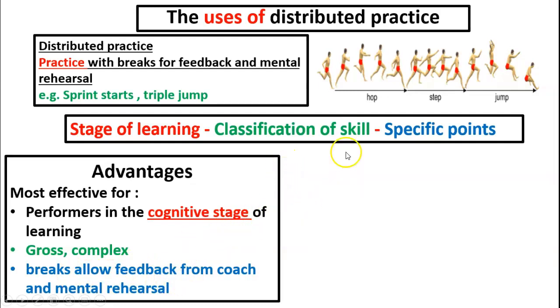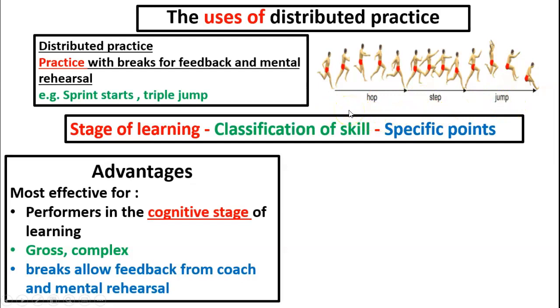Next thing we have to look at is the disadvantages. If you imagine doing the triple jump 3 times, then having a break, the length of the break, or the disruption within the break, can have a negative effect on performance. So if you imagine your break was too long, you do a triple jump 3 times and then you have a break.